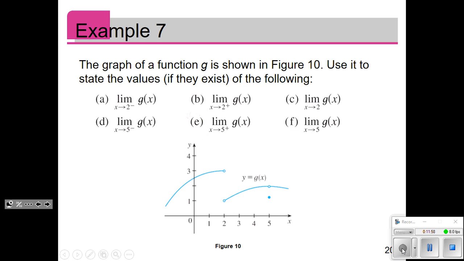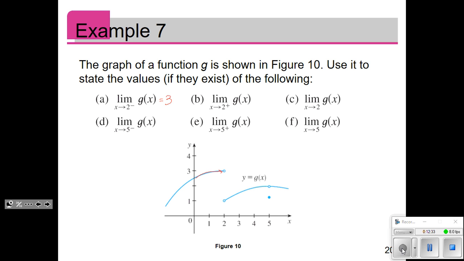There we go. So the graph of function g is shown. Use it to state the values, if they exist, of the following. So much better than my sad graph on the previous one that I drew. Limit of g of x as x approaches 2 from the left. The limit would be 3. Again, from the left would be up here. That would definitely be 3. Are we okay with that?